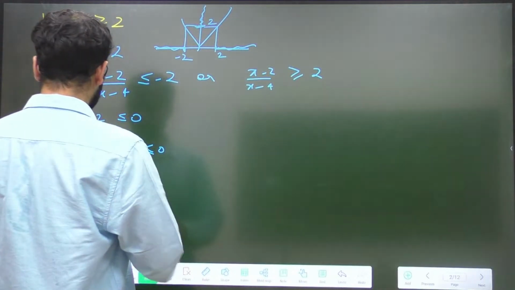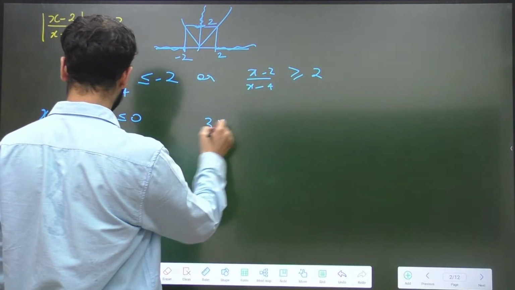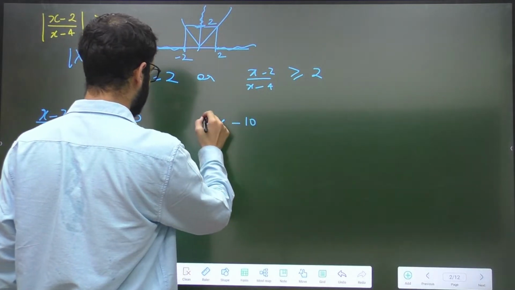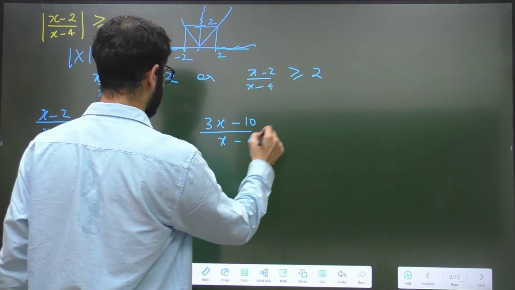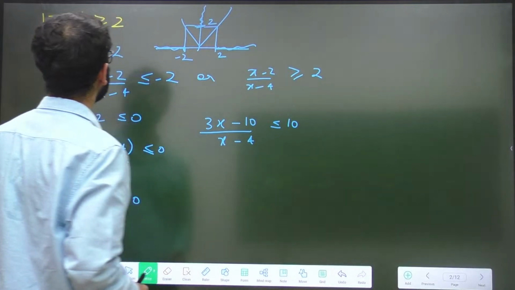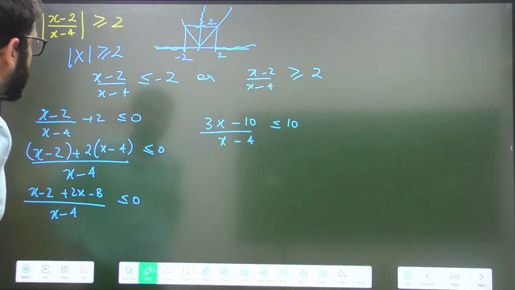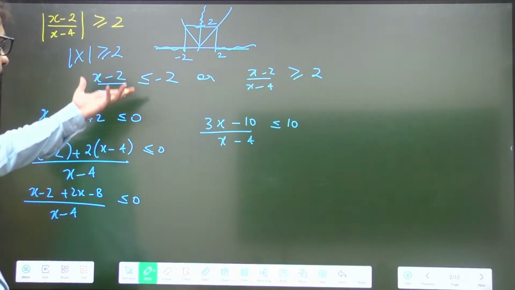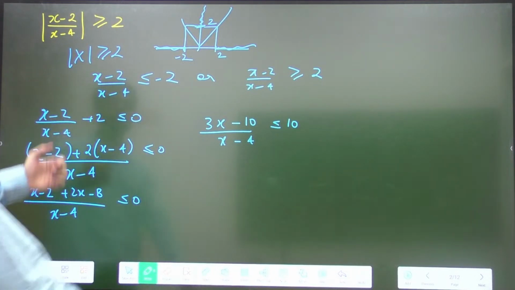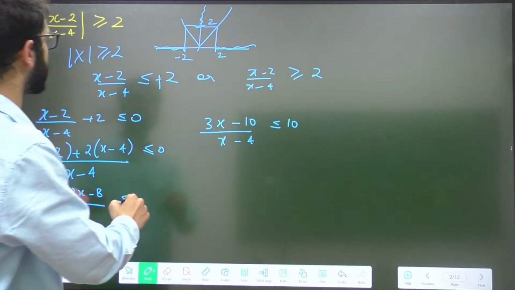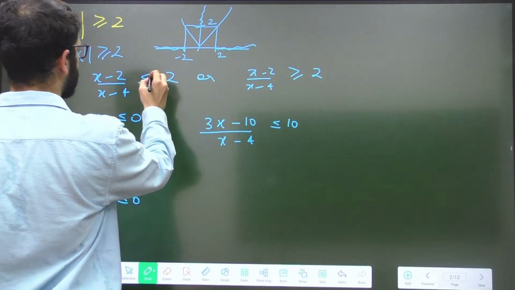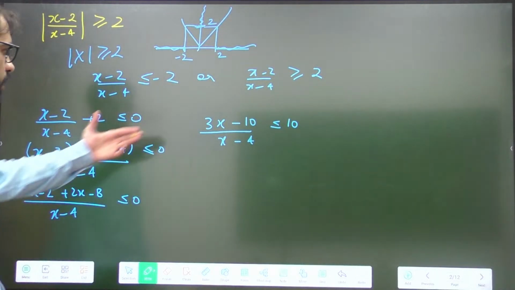I'll solve it over here. X plus 2x is 3x, minus 2 minus 8 becomes minus 10, divided by x minus 4 less than or equal to 10. So now if I'm saying that modulus is greater than or equal to 2, it should either be greater than positive 2 or less than or equal to minus 2. The condition is true. Now let's move forward.